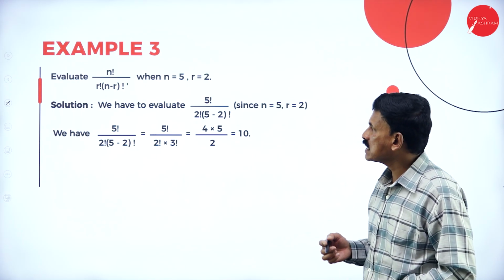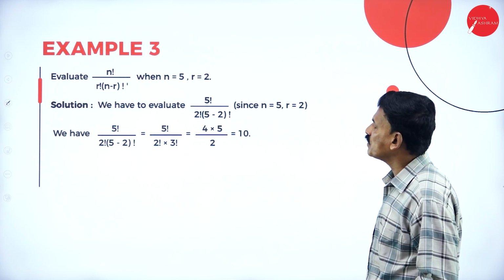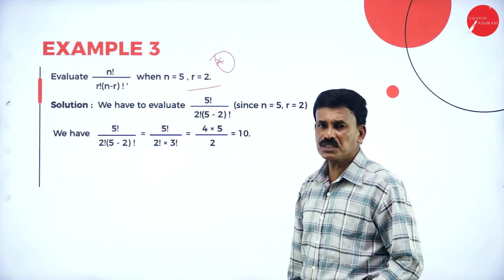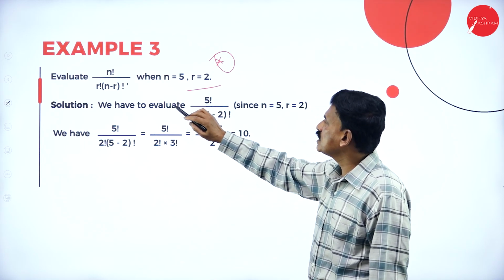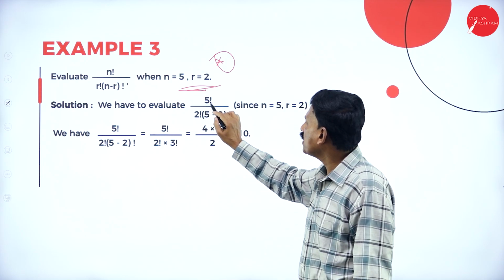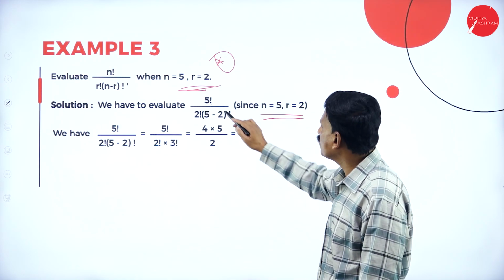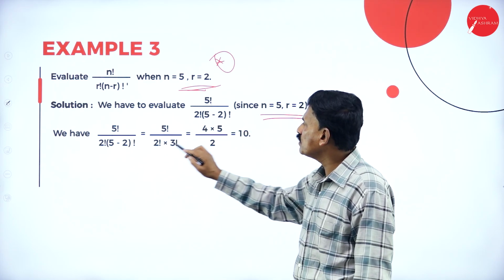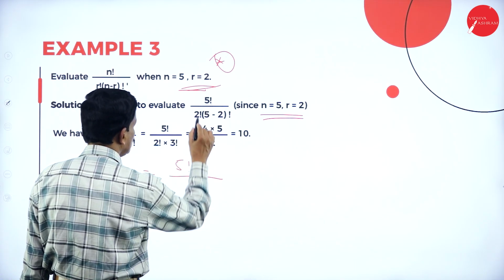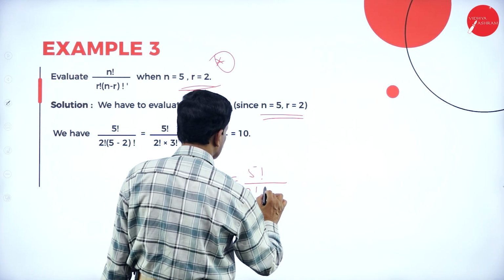Now let us come to the next example. Evaluate n factorial divided by r factorial into n minus r factorial, where n is equal to 5 and r is equal to 2. This is a very important type of problem. This formula we are going to use in combinations and permutations. Just replace n by 5 and r by 2 in the given expression: 5 factorial divided by 2 factorial into 5 minus 2 factorial. Since n is equal to 5 and r is equal to 2, this can be written as 5 factorial divided by 2 factorial into 5 minus 2, which is 3 factorial.